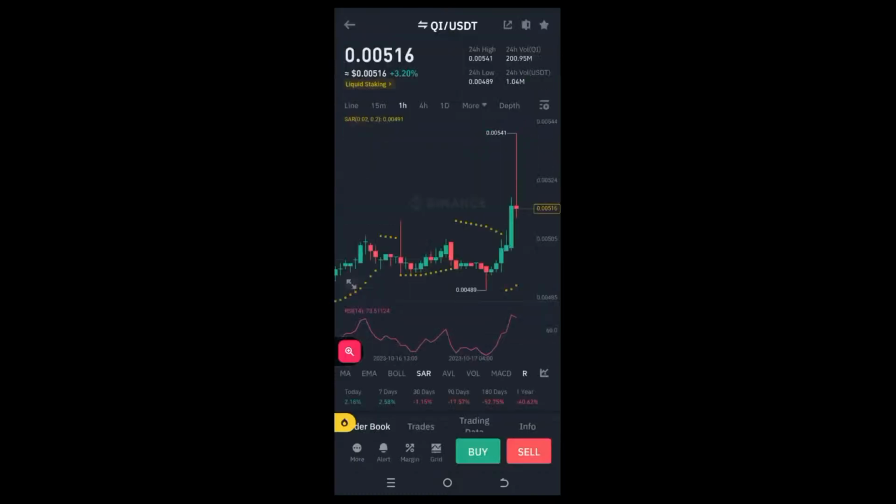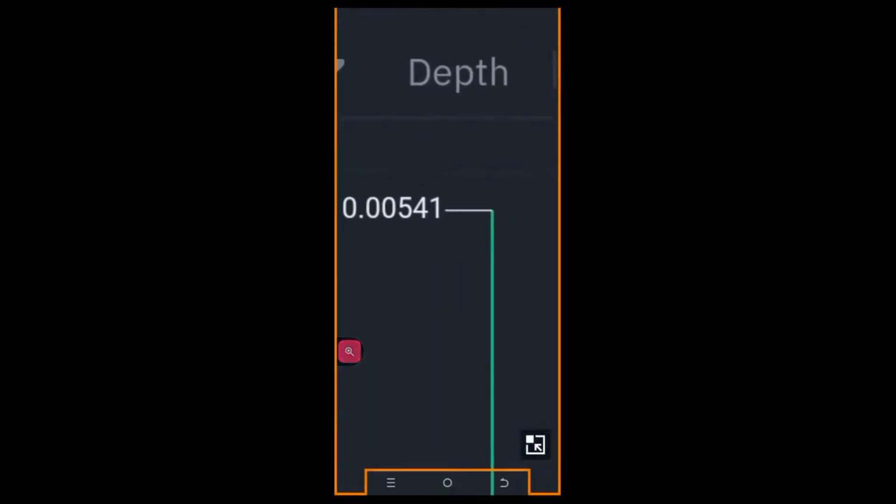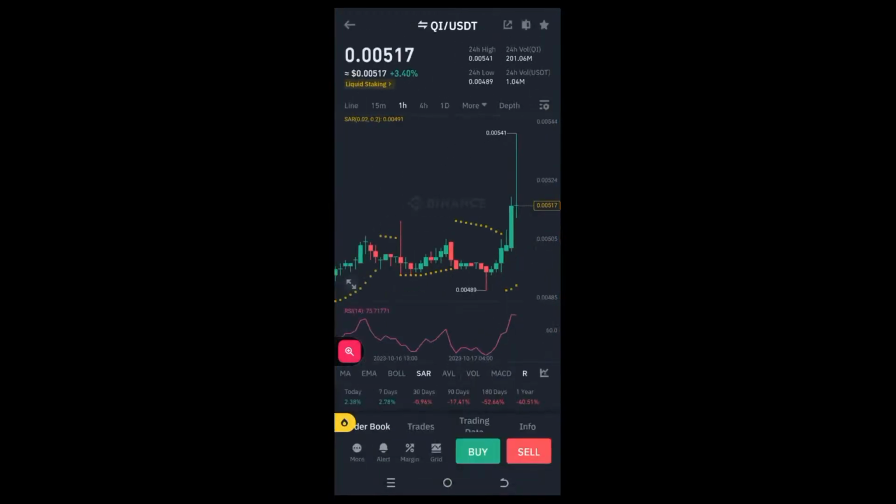Wow! Can you see how QIUSDT ran all the way to 0.0541? This trade, wow, I've been in it for 8 days. Eight days. Oh my God. But anyways, like I told you, you must have watched in my previous videos that there has been a bloodbath in BTC. But BTC has cured a little bit.